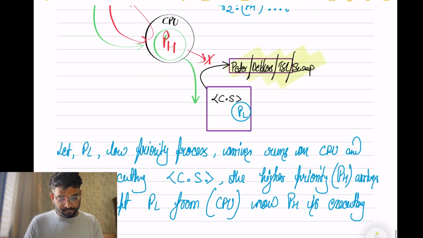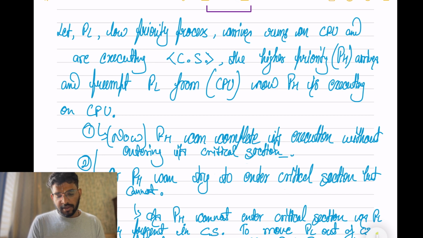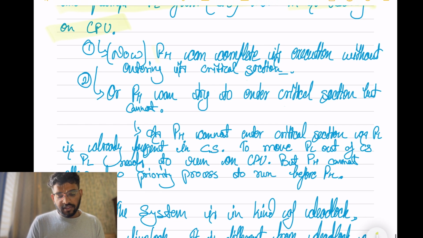Here it is. Let PL, a low priority process, arrive, run on the CPU and execute the critical section. The higher priority process PH arrives and preempts PL from the CPU, and PH is executing on the CPU. Now PH completes its execution without entering the critical section.